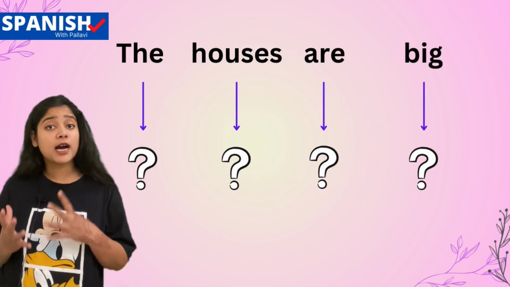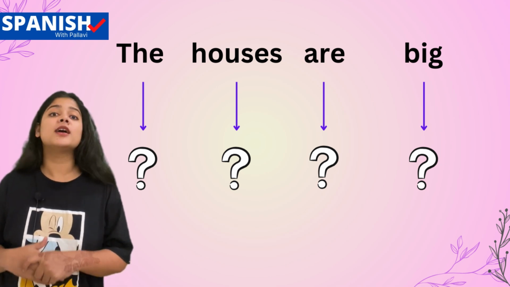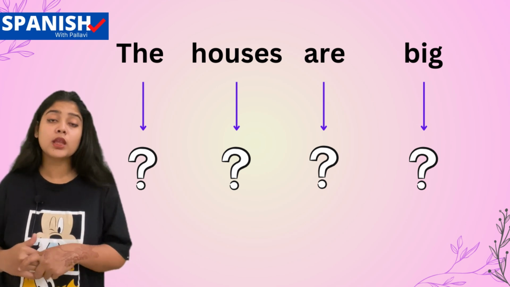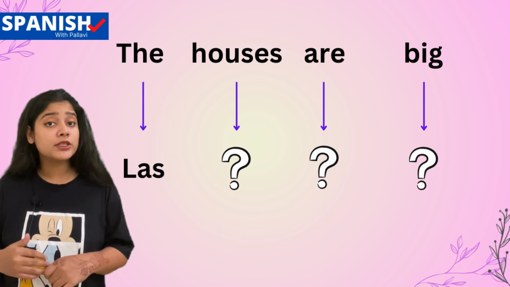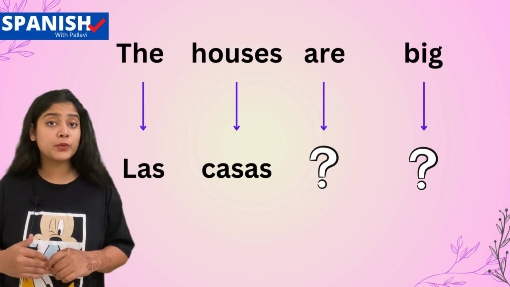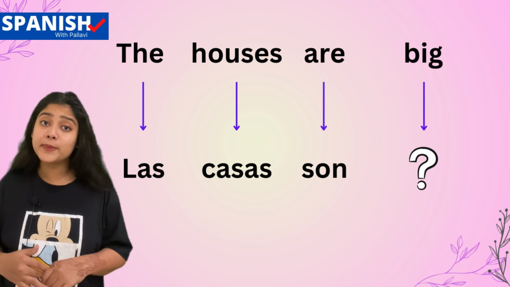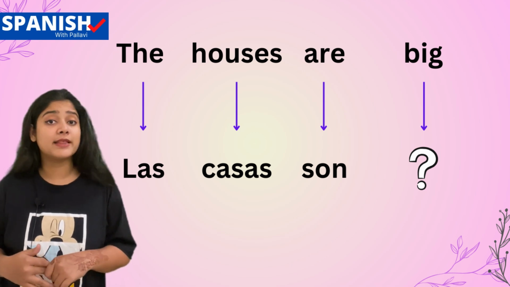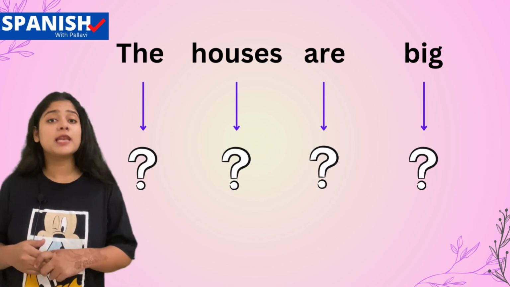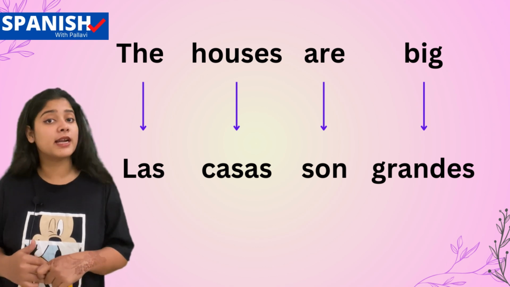The houses are big. How do you say that in Spanish? One by one we'll do it. The will be las. Houses will be casas. Are will be son. Big will be grandes. So the whole sentence will be the houses are big. Las casas son grandes.